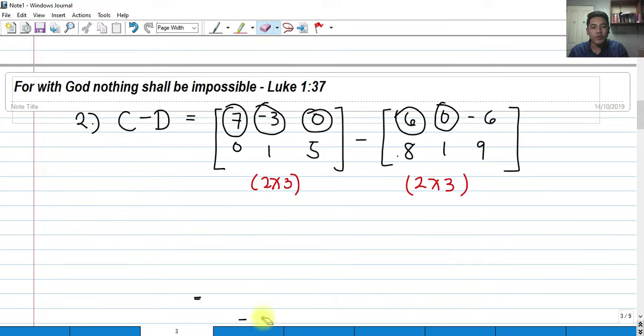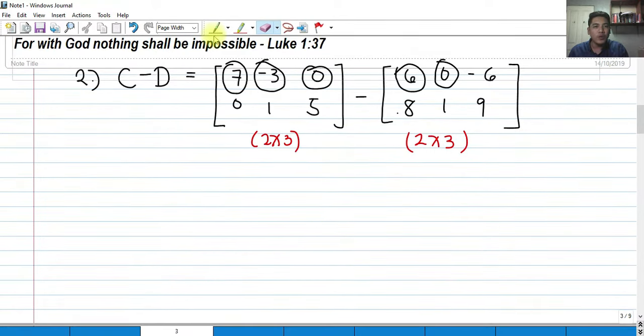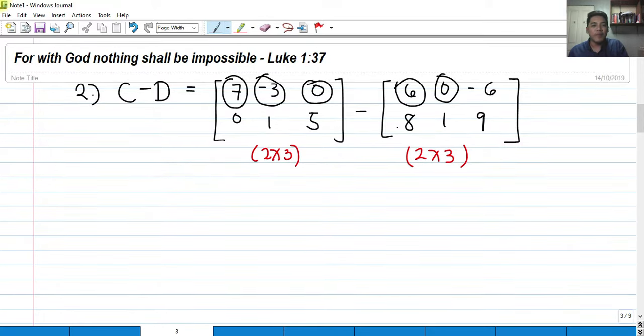So for problem number 2, we're going to solve this problem. We have C minus D, matrix C minus matrix D. As you can see, they also have the same size or dimension, so we can definitely perform the subtraction, or the difference, between them. The resulting dimension will be 2 by 3. So each element is subtracted by its corresponding element.